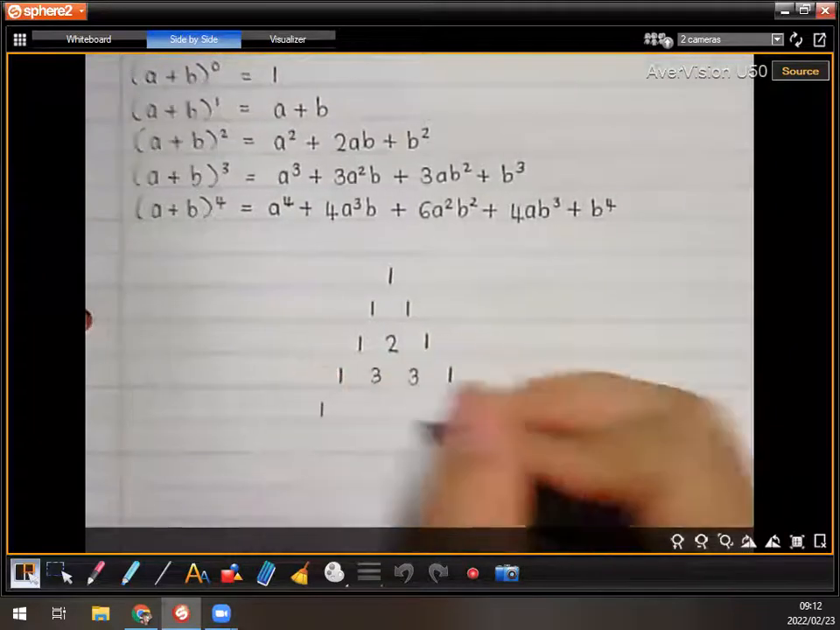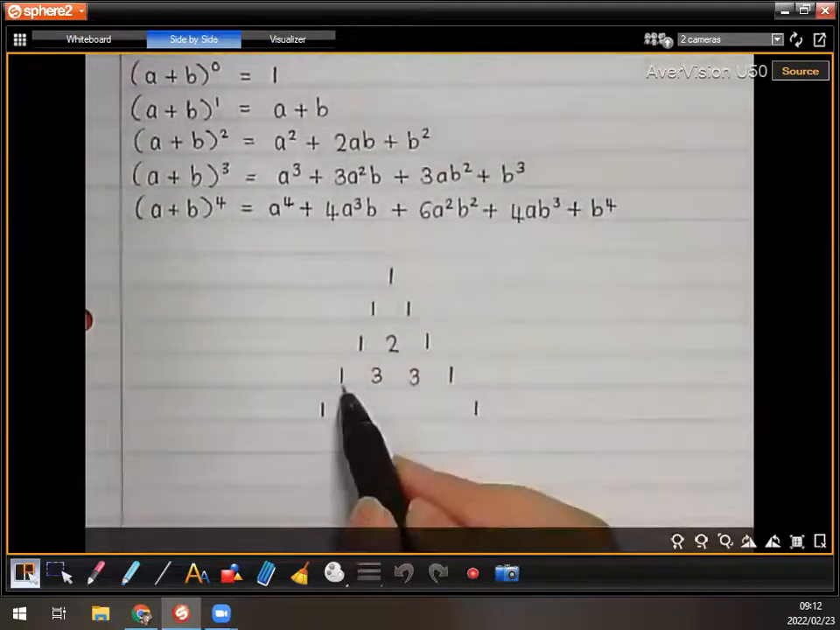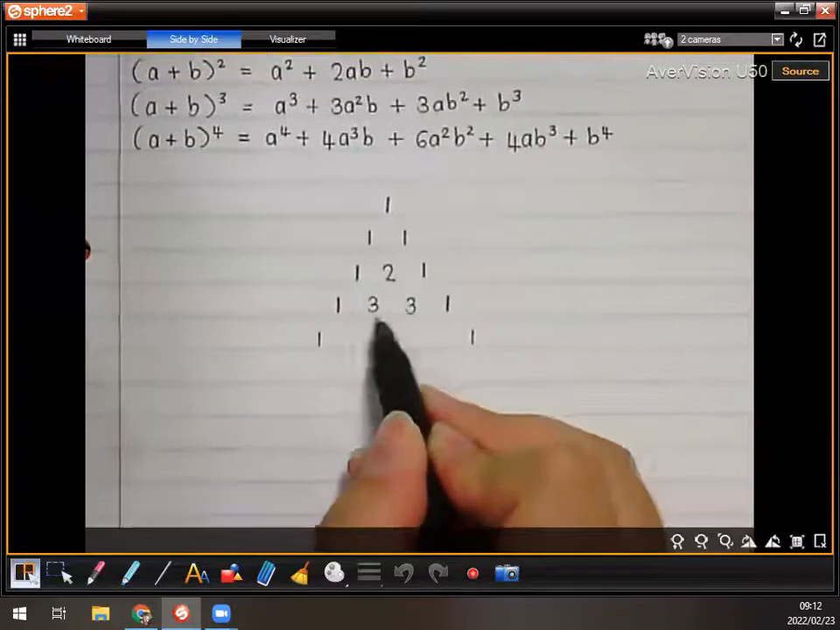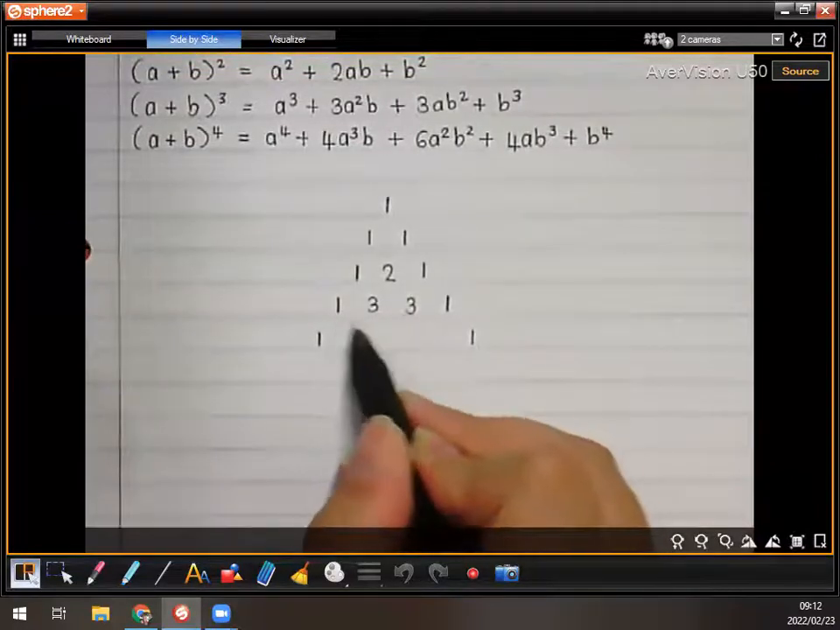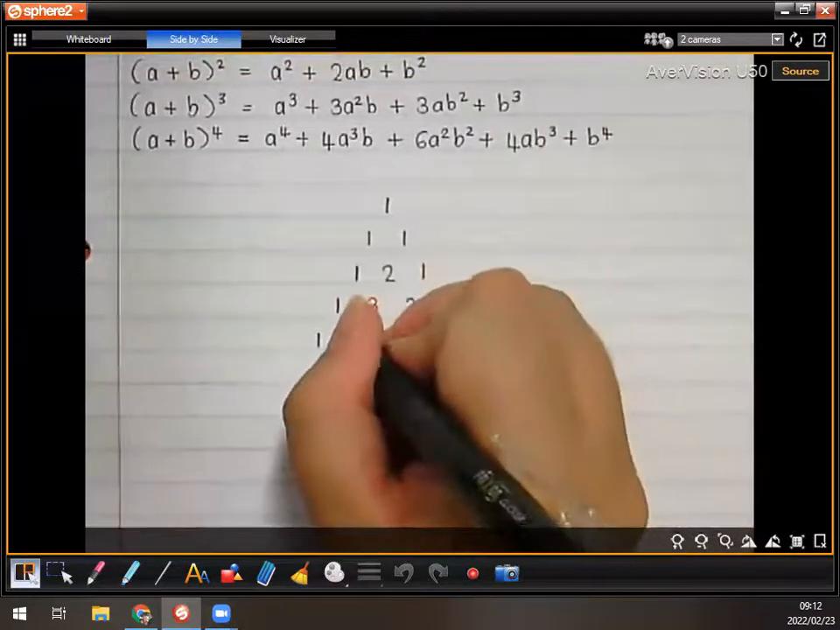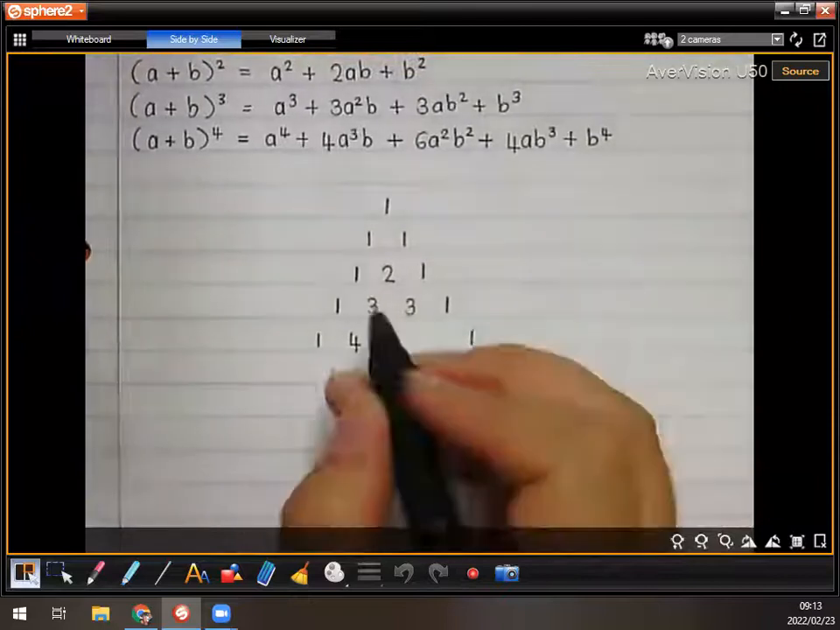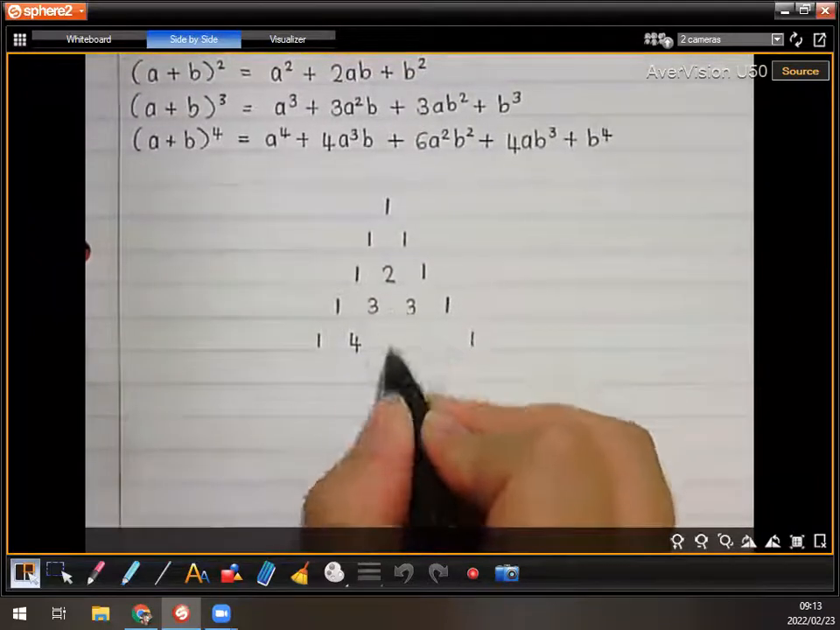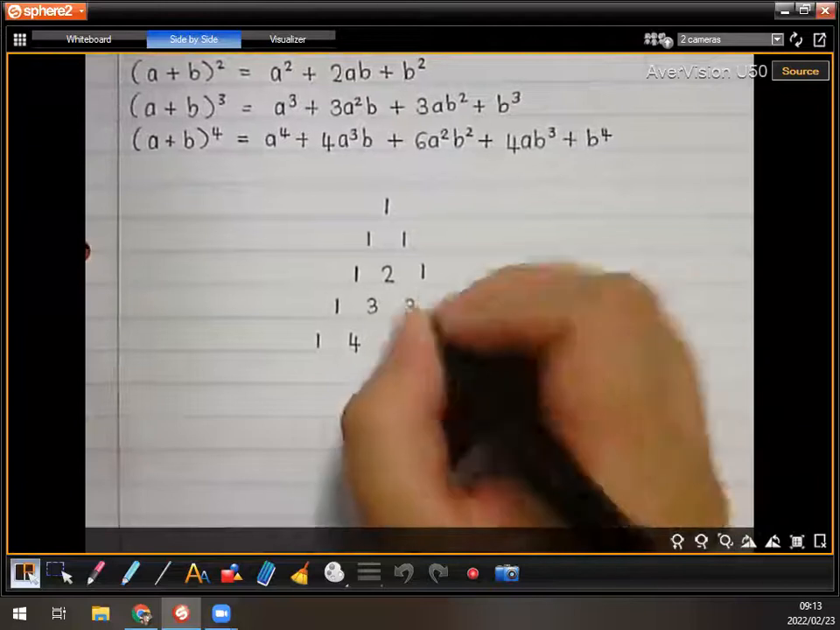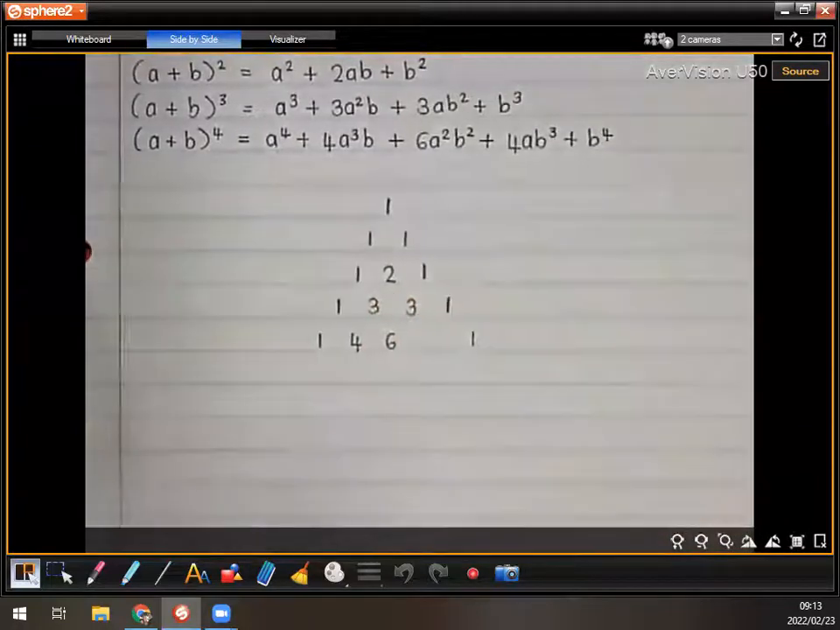Again, we have a 1 and a 1. Now for this number in between the 1 and the 3, in the next row, we need to add 1 and 3, so that will give us 4. For the number in between the 2 3s, we need to add those 2 3s, that will give us 6.